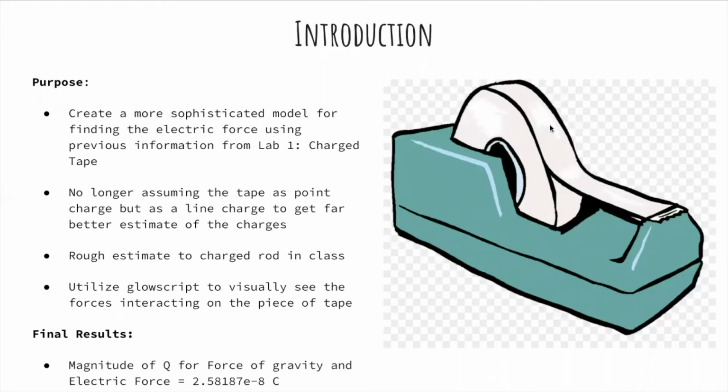For our final results, we found that the magnitude of Q for the force of gravity and electric force would be 2.58187 times 10 to the negative 8 coulombs.